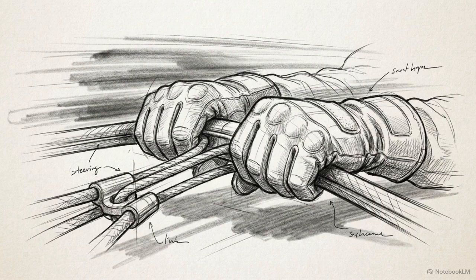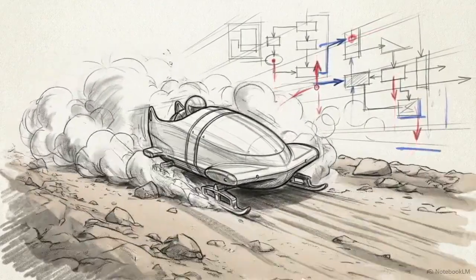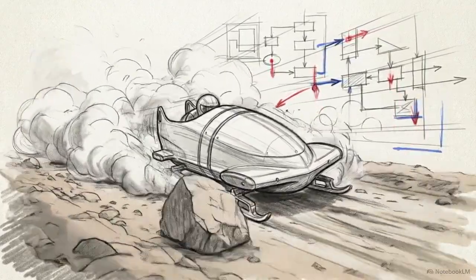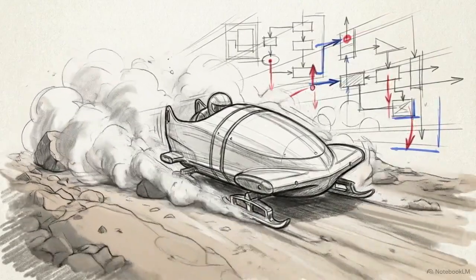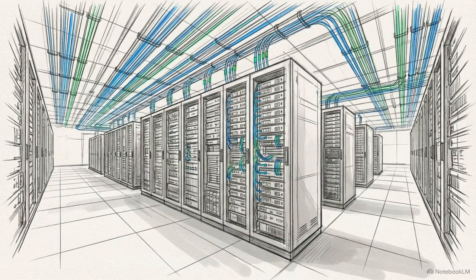Picture a retired bobsled champion trying to steer a sled using all their finely tuned instincts and physical memory. But instead of ice, they are scraping violently along a dry dirt track. Over the last decade, the infrastructure under our code has changed. Many of the technical rules of thumb developed for older systems no longer align with the capabilities of modern hardware.